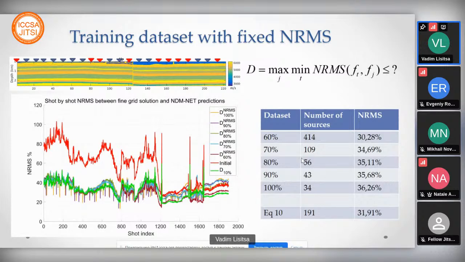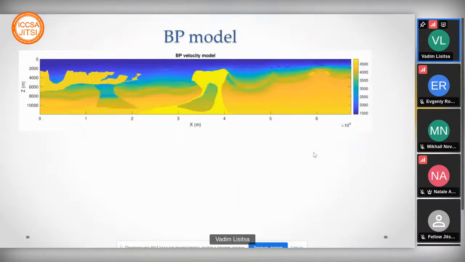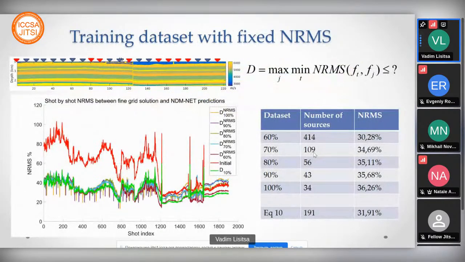And you see that the number of sources in the training data set decreases significantly in this case, but the NRMS computed between the fine mesh and the predicted solution, which is the third column of this table, improves only slightly. So the optimal choice would be like 70 to 80% distance between the seismograms, which gives us 56 or 100 sources in the training dataset instead of almost 200 as we had before. So this means that we reduced the number of sources in the training dataset by a factor of 2 or even a factor of 4.